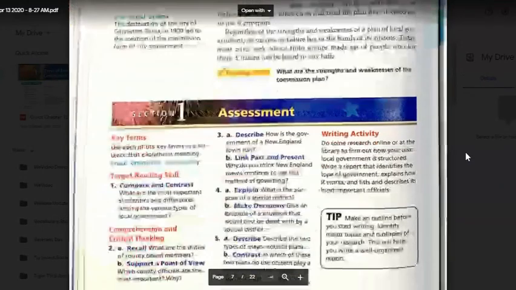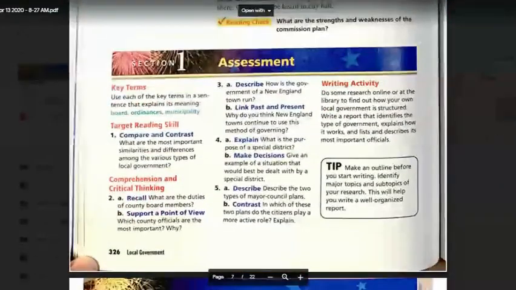All right, so that is section 1. So we're going to pause here, and I'm going to have you review some things. All right.